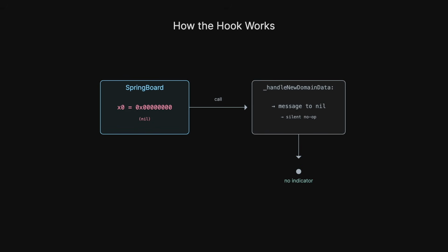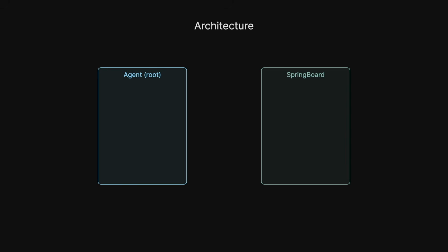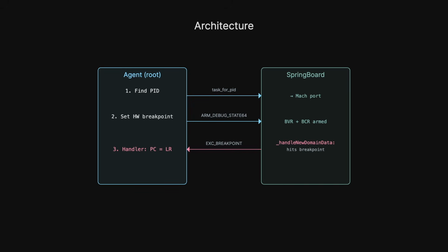The function never executes. So here's what we need to build. Our agent runs as a daemon on the device. It reaches into SpringBoard's process through a Mach task port, sets a hardware breakpoint, and listens for exceptions. When the breakpoint fires, it modifies the thread state and replies. SpringBoard keeps running. It never knows anything happened.